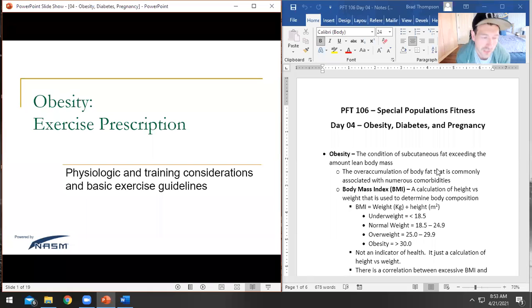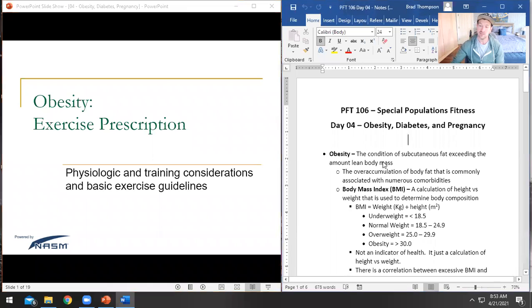So we are looking at PowerPoint for today: obesity, diabetes, and pregnancy. So the adjustments that we need to make for all of those populations. We're going to talk a little bit about what that population is, what the condition is and how it works. Then we'll talk a little bit about the considerations that we need to make.